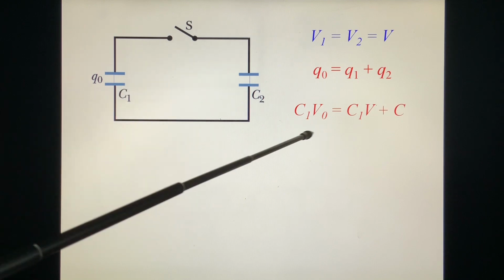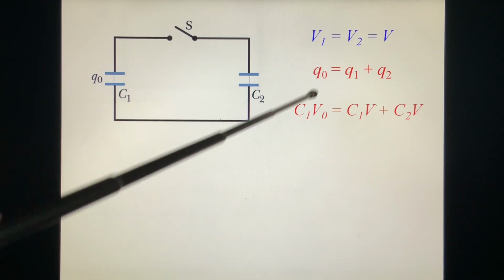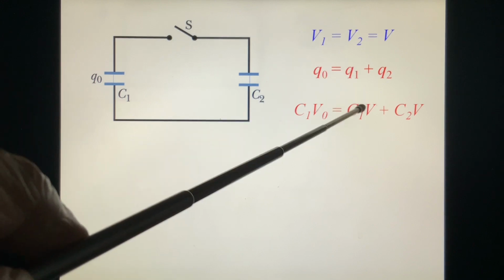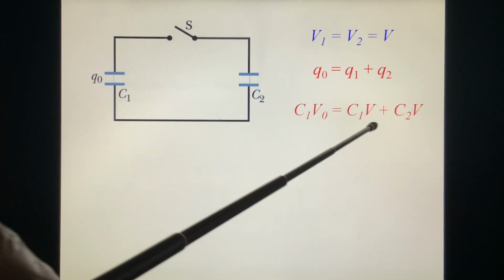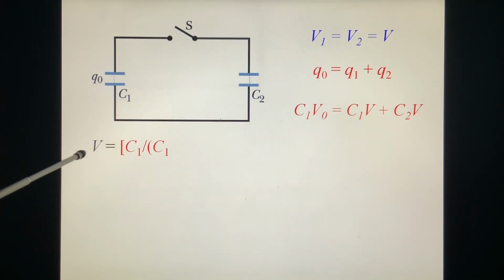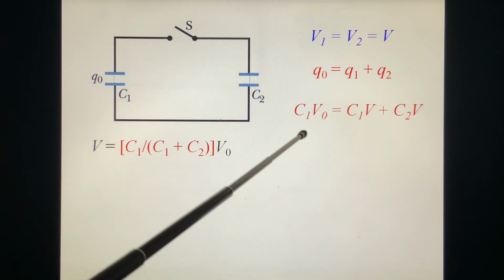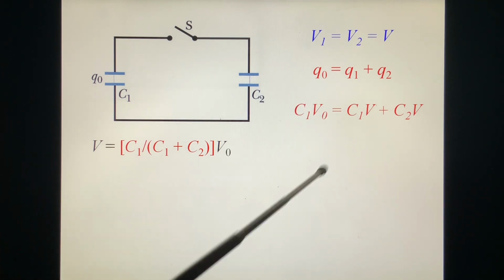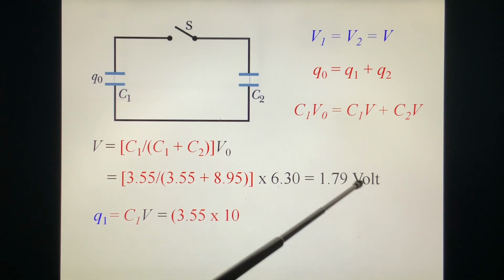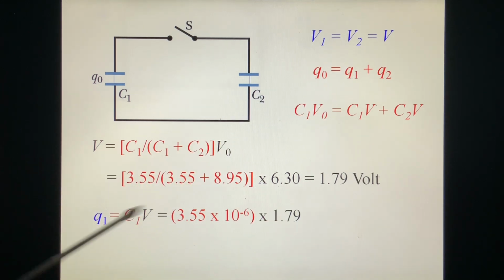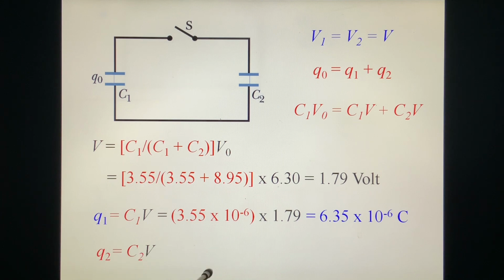And then we use this: Q0 equals C1 V0, Q1 equals C1 V, Q2 equals C2 V, where V is the same. Now we get V. V equals C1 V0 over C1 plus C2. Then once we know V, we can find Q1. Q1 equals C1 times V, and Q2 equals C2 times V.